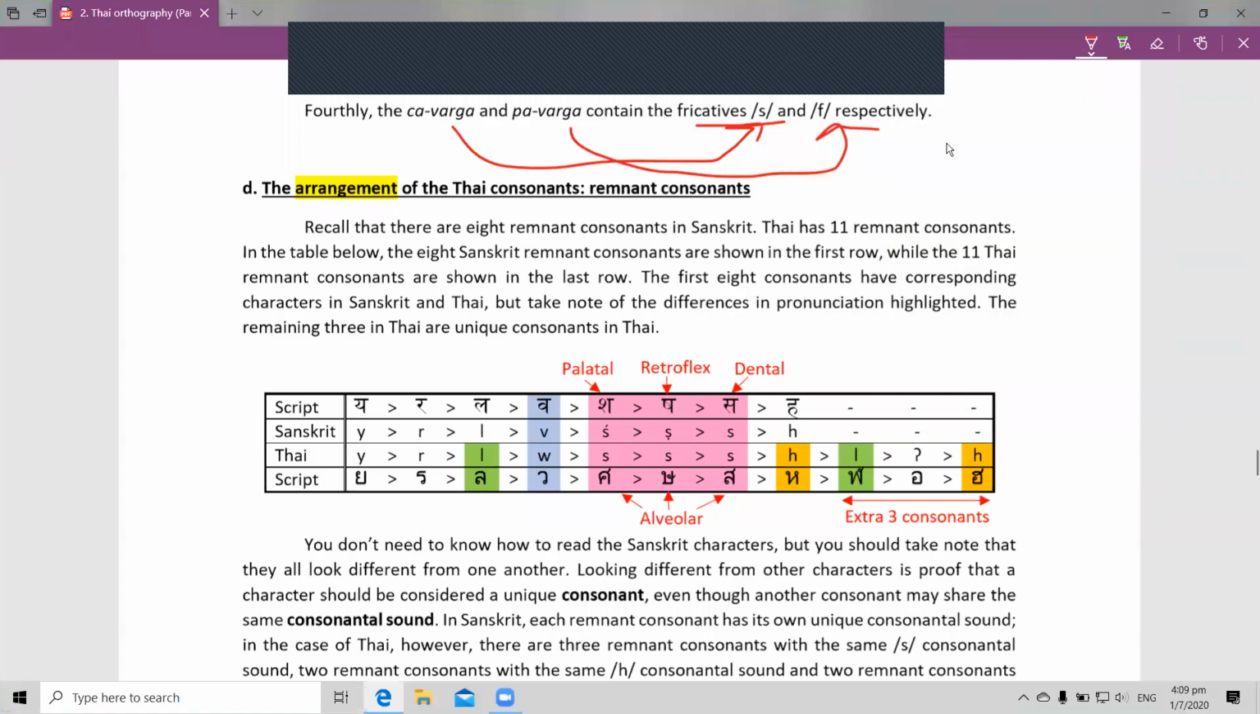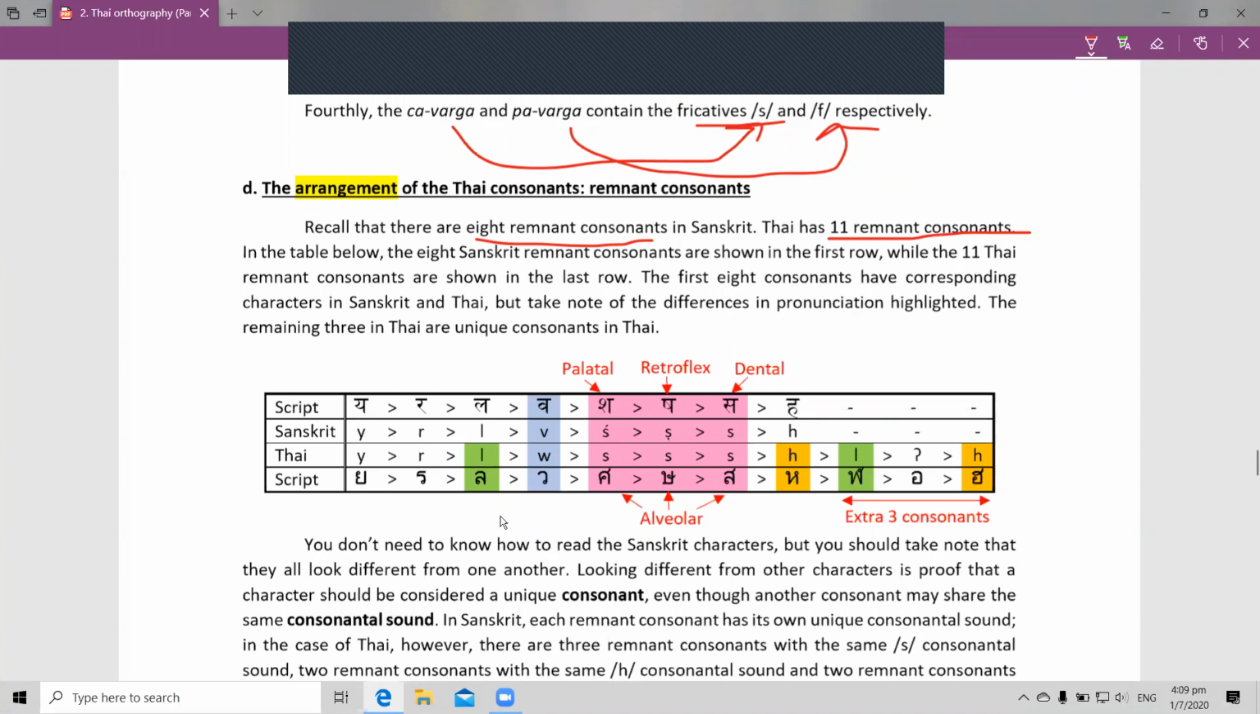So we have talked about the main consonants in Thai. Let us now talk about the remnant consonants in Thai. Recall that in Sanskrit, we have 8 remnant consonants, right? The ya, ra, la, va, and the sha, sha, sa, and the ha. These are the remnant consonants in Sanskrit. But in Thai, there are 11 remnant consonants.